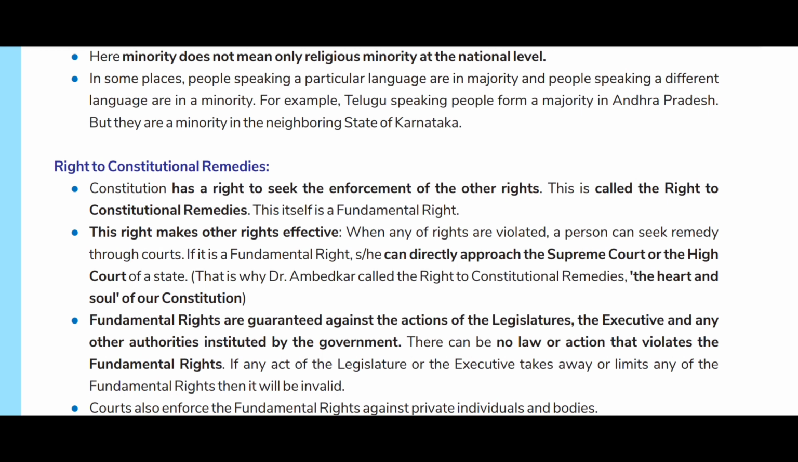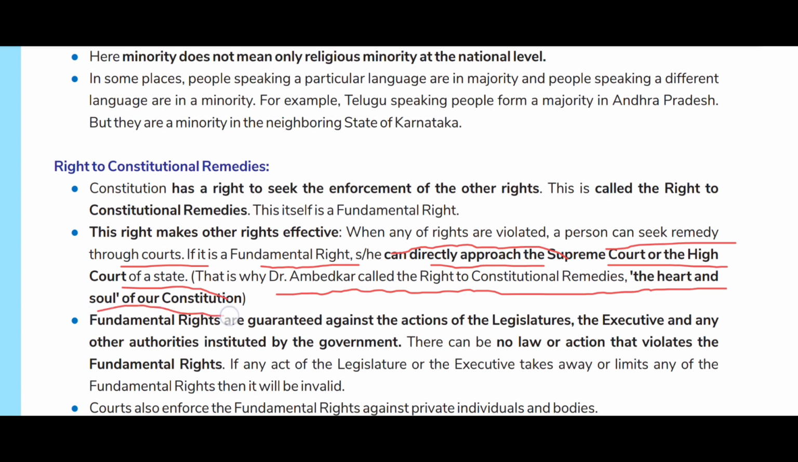Right to constitutional remedies. A citizen has a right to seek the enforcement of other rights. This is called the right to constitutional remedies. This itself is a fundamental right. This right makes other rights effective. When any rights are violated, a person can seek remedy through courts. If it is a fundamental right, he or she can directly approach the Supreme Court or the High Court of the state. That's why Dr. Ambedkar called the right to constitutional remedies the heart and soul of our constitution.